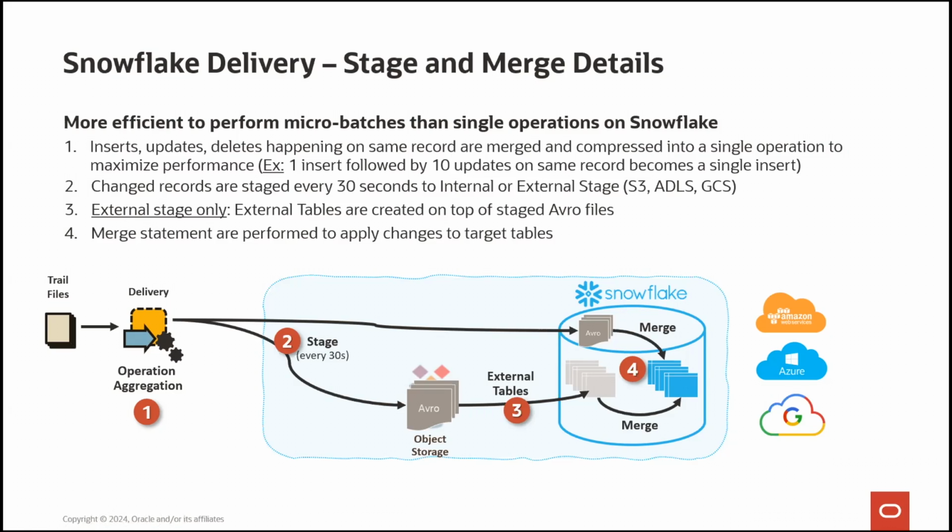And we support all of those operations, fully automated by OCI GoldenGate. You have nothing to do here. The aggregation happens automatically. The staging happens automatically as well. And then the creation of external tables, the merge, the cleanup of the stage tables and so on. This is all done by GoldenGate, and all you have to tweak are configuration parameters, as you would expect.